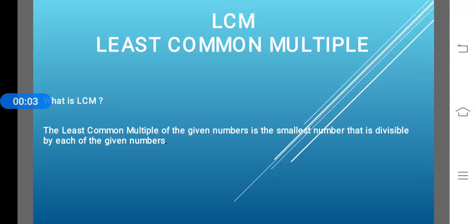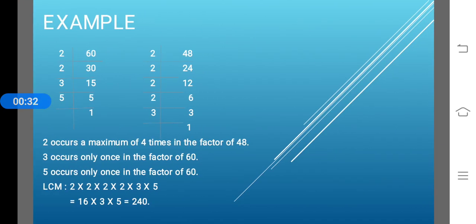Good morning, students. Today we will be covering the second part of the lesson, that is LCM, least common multiple. What is LCM? The least common multiple of the given numbers is the smallest number that is divisible by each of the given numbers. Let's take an example. For example, 60 and 48.